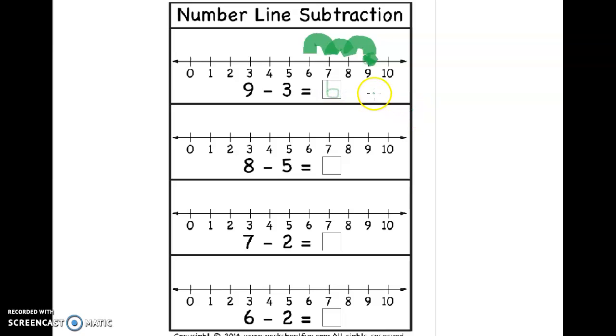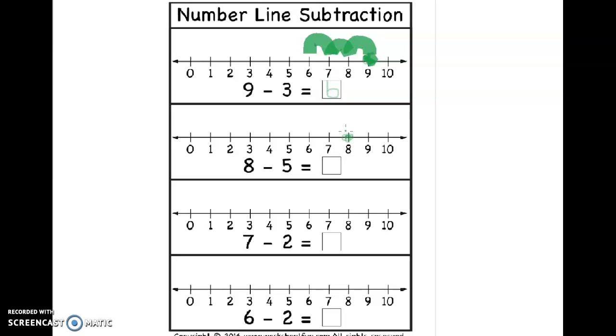Okay? All right, let's go to the second problem. We have 8 minus 5. So we're looking at this first number. The first number is 8. So we're going to go on to the number line. We're going to find the number 8. There it is. And that is where we're going to start. Okay? So we have 8.